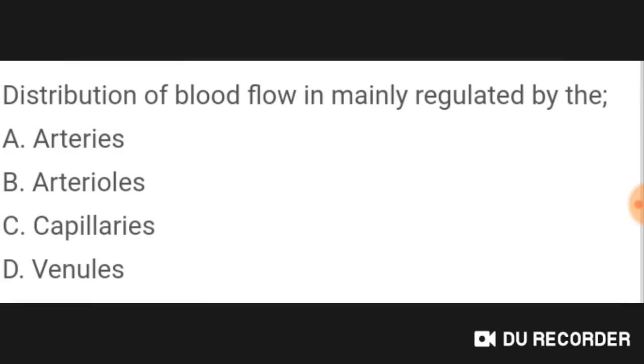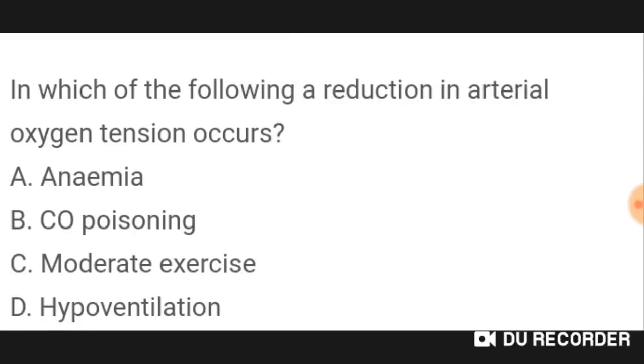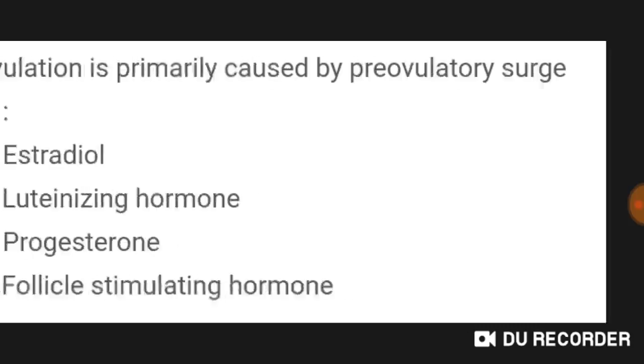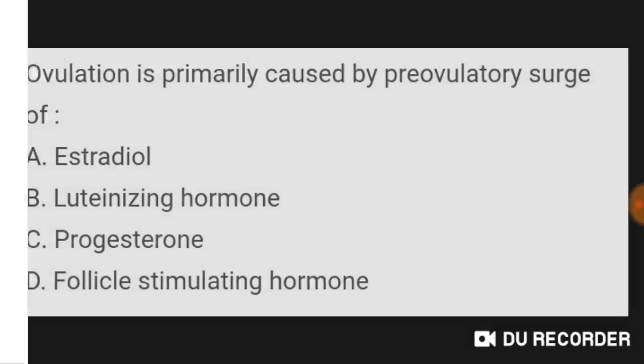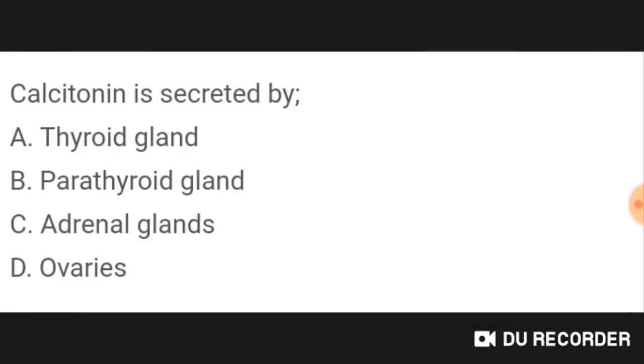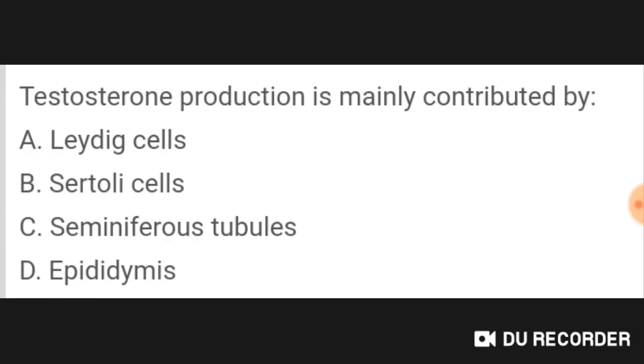Distribution of blood flow is mainly regulated by the arterioles. In which of the following does a reduction in arterial oxygen tension occur? Hypoventilation. Ovulation is primarily caused by pre-ovulatory surge of luteinizing hormone. Calcitonin is secreted by thyroid gland. Testosterone production is mainly contributed by Leydig cells.